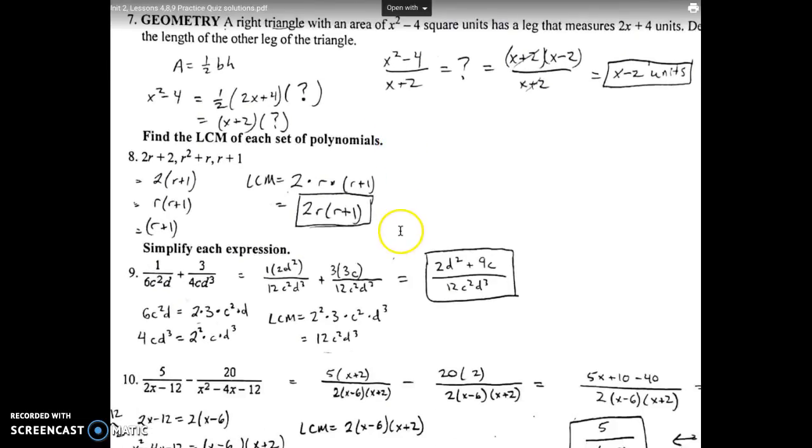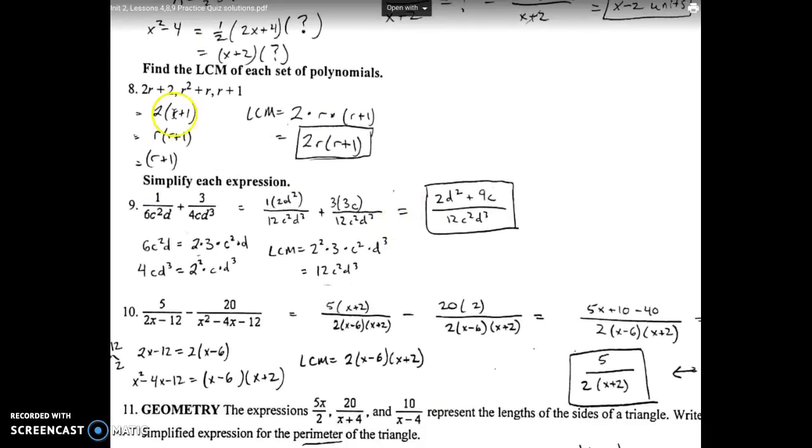For question 8, we're doing least common multiple, and this is actually one of the homework questions from the lesson 9 homework. We've got 3 things. Our first thing is 2r plus 2, and then we have r squared plus r, and then r plus 1. And this is the way you factor each of those 3 things. So our least common multiple, we need a 2, we need an r, and we need an r plus 1. Multiply it all together, and that's your LCM.